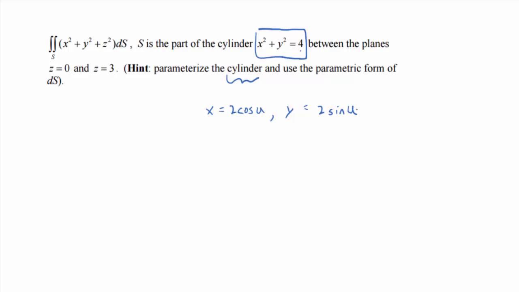It only takes one parameter to describe a circle because it's a one-dimensional object. Yeah, we graph it in R2, the xy plane, but any curve in R2 is a one-dimensional object. So it should take one parameter to describe any curve, and that can help you not make mistakes and call that second one 2 sine of v or something like that.